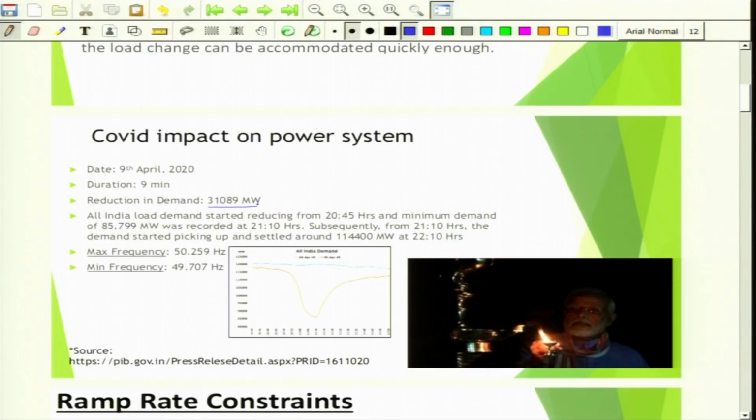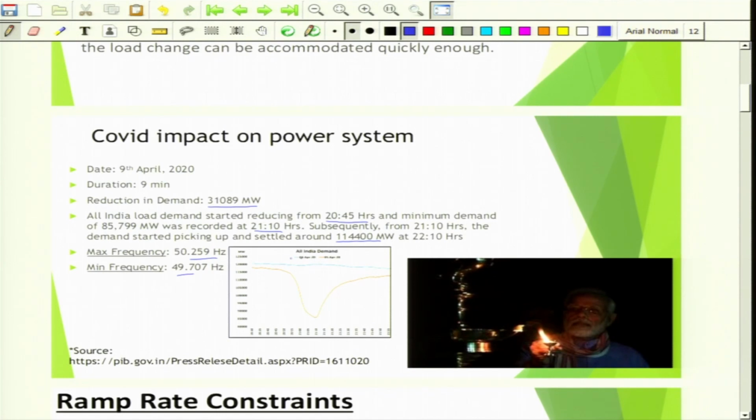Now you see what happened, the statistics. All India load demand started reducing from 8:45 p.m. and a minimum demand of 85,799 megawatt was recorded at 9:10 hours. Subsequently from 9:10, because now they were switching on, the demand started picking up and settled around 1,14,400 megawatt at 10:10. Slowly it picked up. You see the change in frequency: the maximum is 50.259 hertz and the minimum is 49.707 hertz.